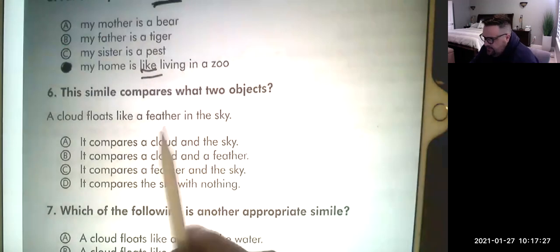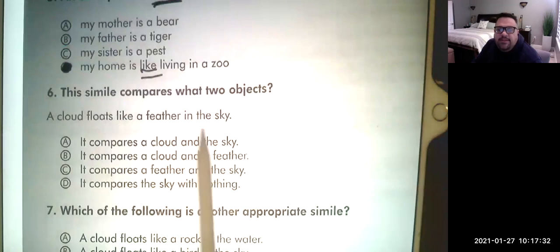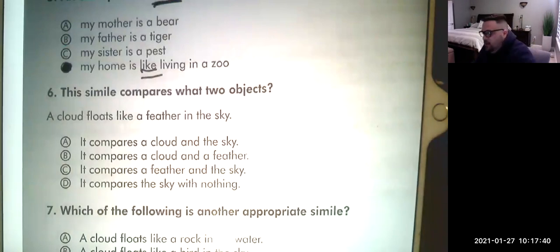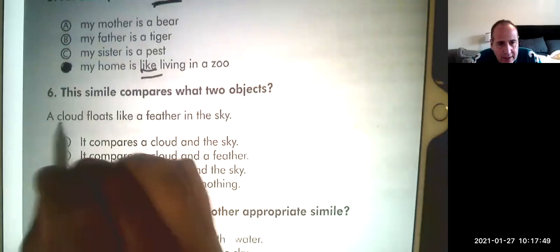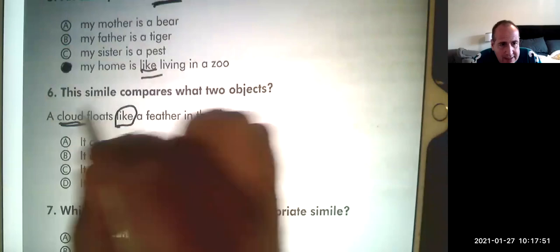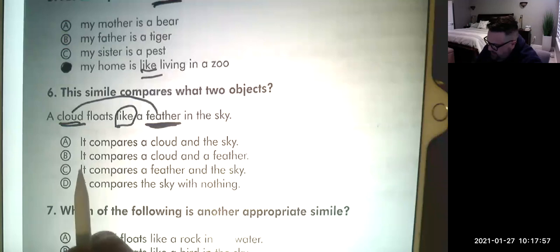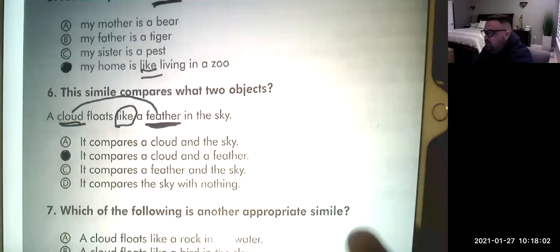Number 6, this simile compares what two objects? A cloud floats like a feather in the sky. Pause the video and tell us which one of these is the simile that compares the objects in that sentence. All right, Mr. Spina, tell us what you came up with. Okay, so here I'm looking at a cloud, and it's floating like a feather. So the cloud is being compared to the feather. That's exactly what I think. So cloud and a feather would be B. Definitely, 100% correct. Okay, make sure you're jotting notes. If you're confused about any of these, send us an email and let us know.